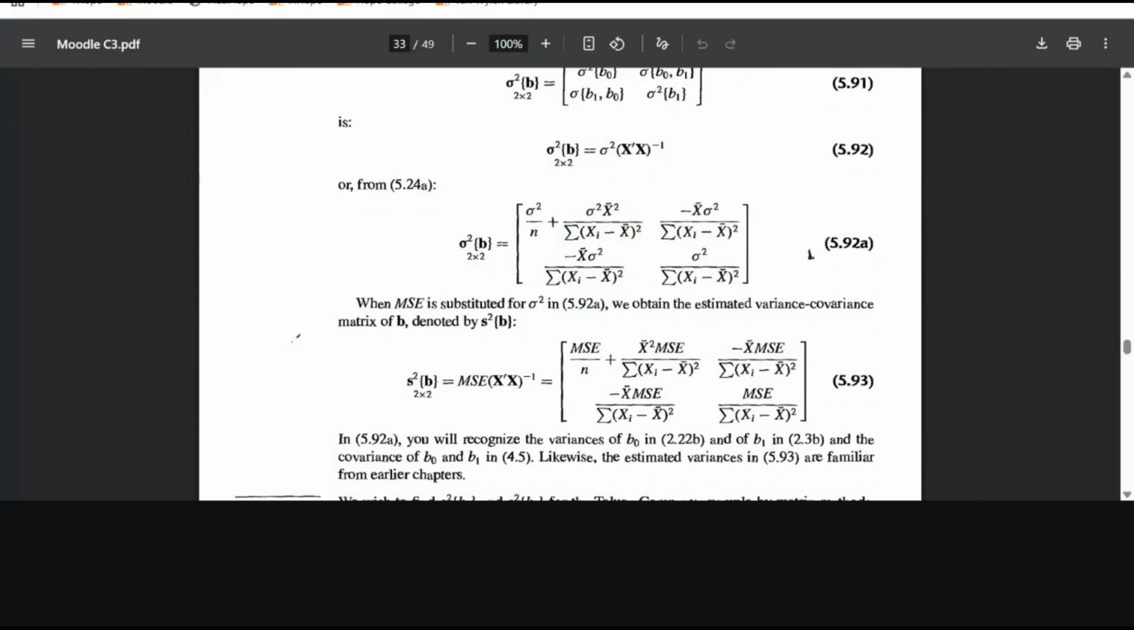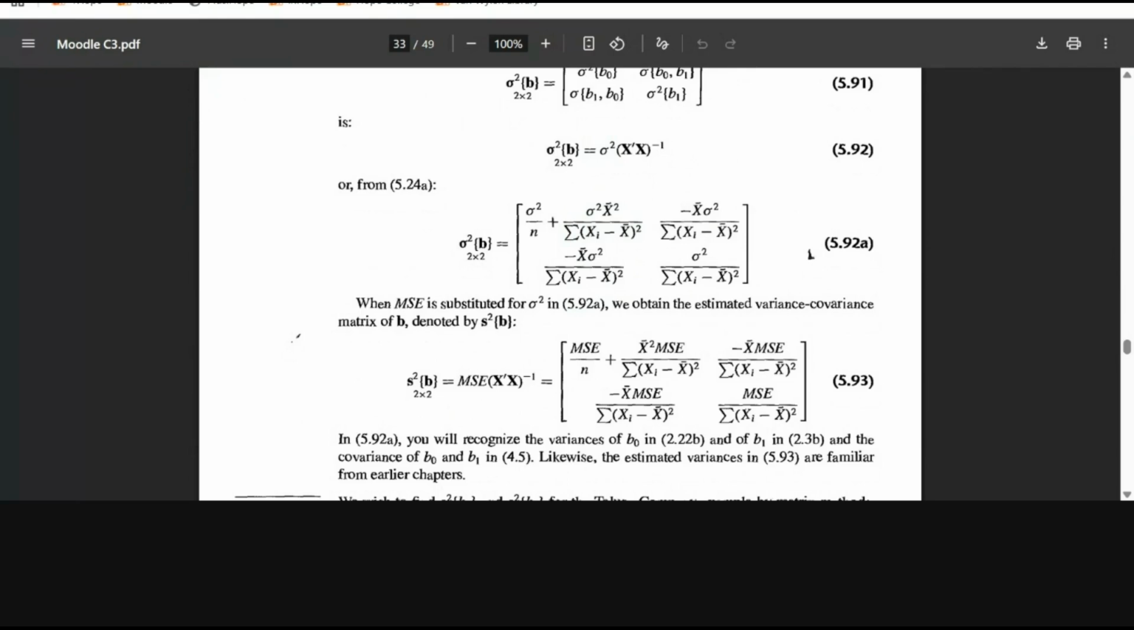Anyone want to answer the other one? What is var beta naught hat? Yes. It will be the 1-1 entry, correct? Is that okay? So if you want to save yourself some time, I will accept. You can say the 1-1 entry of 5.92a. That's fine. But there's no harm writing it down a little bit clearer.